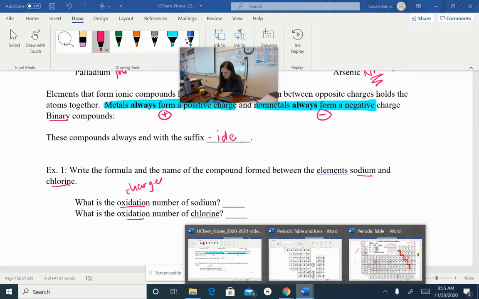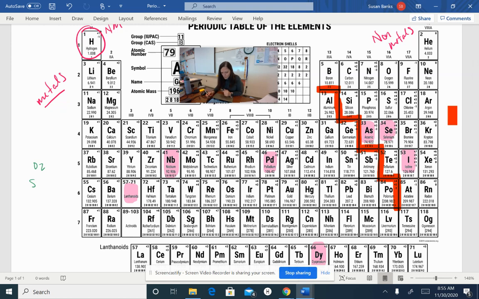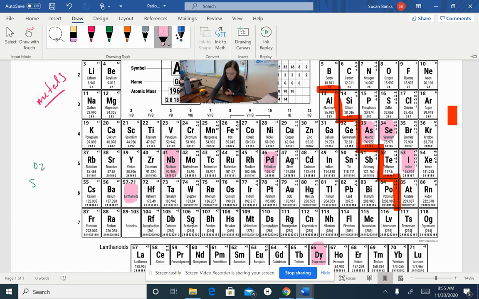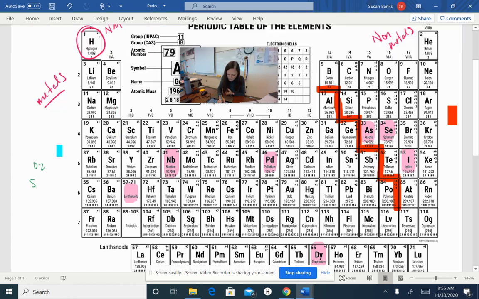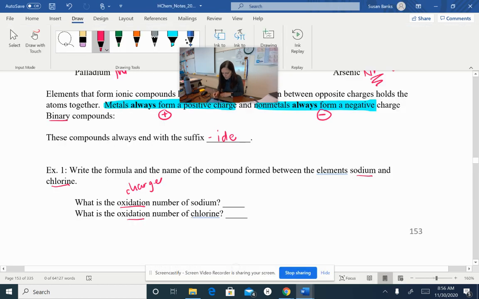So let's look at those elements really quick. So if I look at sodium, let's change my color again. If I look at sodium, I'm right here. I'm in that very first column. So hopefully you remember, in that very first column, I'm going to acquire a charge of +1. Okay? So sodium is going to acquire a charge of +1. So we can write it like that with just a plus, or you could write it like this, +1. I'm pretty lazy, so if it's just a 1, I'm just going to put a plus.